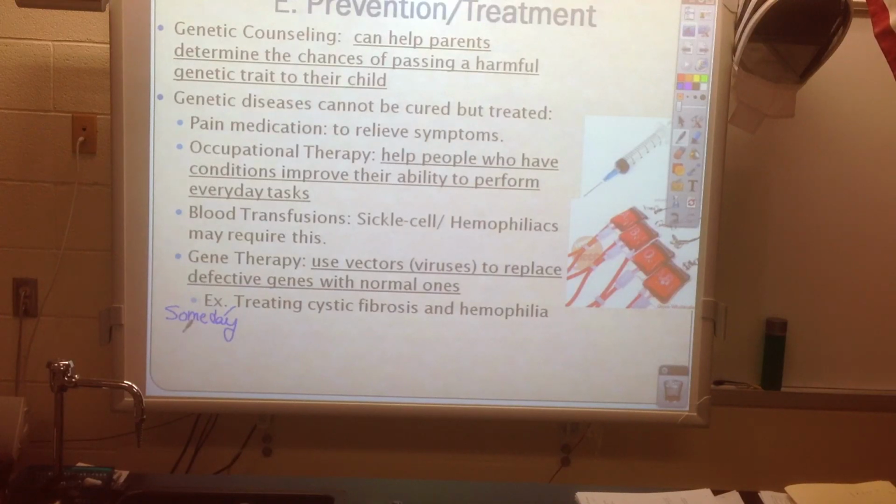This is the end of the section, so make sure that you fill out your summary box, and you probably want to go back and practice on those pedigrees.